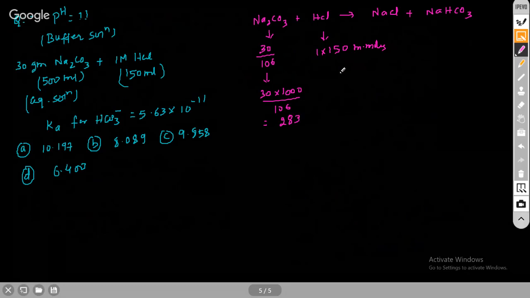Okay. So you see here we have 283 millimoles and 150 millimoles, right? So when the reaction proceeds, what is the millimoles of this left? 283 minus 150, which is 133 of this salt will be left. This will be 0. This forms 150 millimoles of this and 150 millimoles of this. The solution contains 133 millimoles of Na2CO3 and HCO3 minus. So this acts as an acid buffer.